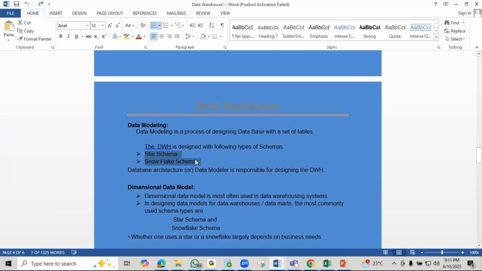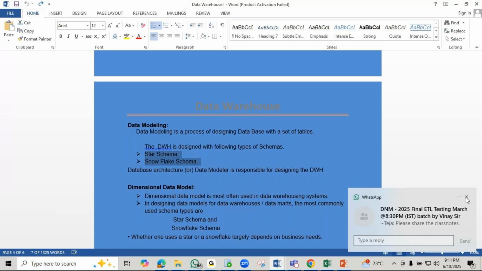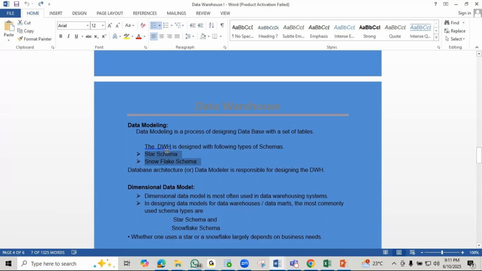Okay, the designing part will be different. The designing part, guys, will be different. And who will design the star schema or snowflake schema? It will be designed by the database architect or data modeler. Okay, not the ETL tester. And the working procedure will be the same.